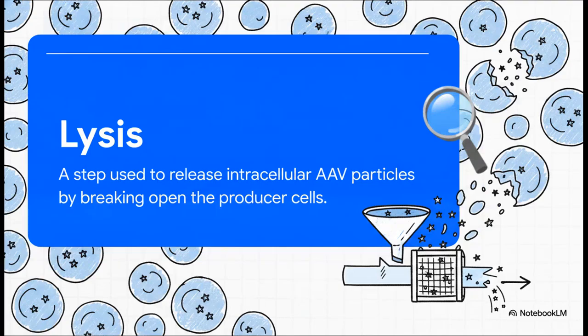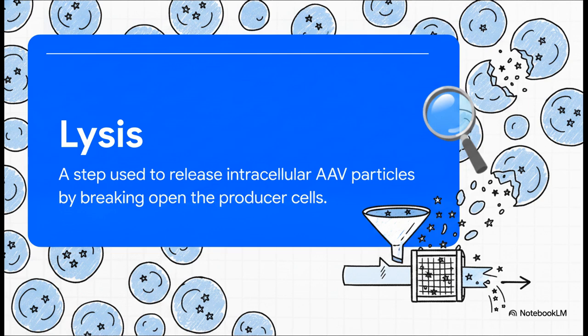Let's zero in on that third step, lysis. Lysis is a deliberate step used to break open the cells and release intracellular AAV particles for harvest. Now, why is this so necessary? Well, because AAV is largely produced intracellularly. The viral particles get physically trapped inside our microscopic cellular factories. So to harvest them, we literally have to crack those factories open.